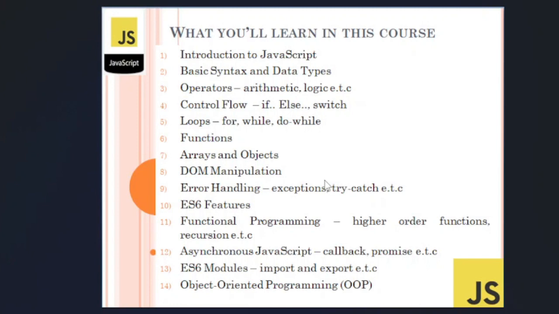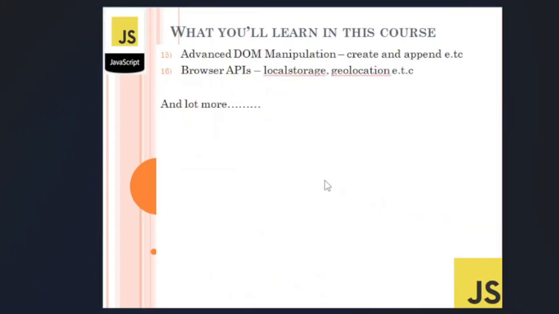And then we move over to OOP, which is object-oriented programming. We're going to be talking about classes, inheritance, and prototypes. These are the subtopics that we're going to be treating under this topic. Then we're over to the final one, number 16. We have the advanced DOM manipulation, how you can create, how you can append, and a whole lot of that. And number 16, which is not really the final, we're going to talk about the browser APIs: local storage, your location, etc. There are a whole lot of that, and a lot more that we're going to learn in this course. This course is going to take you from beginner to advanced.